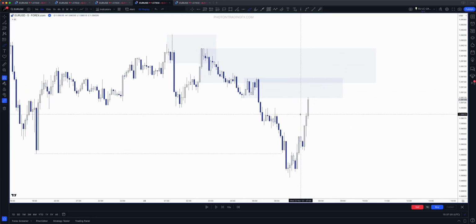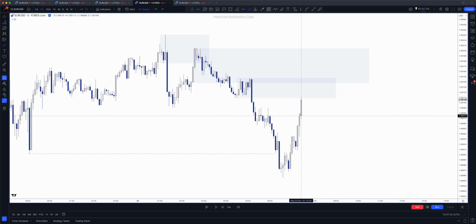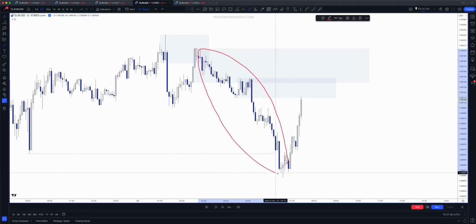Now, if you want to introduce this additional entry model, you do not have to, but if you do want to, whilst you're waiting for a fake break to form in the pullback, right? When you're waiting for LC2A to form, we can also now use liquidity in the leg to the left, which is what we call LID. Leg inducement is what that acronym stands for, okay? If you want to use this, we can look for strong liquidity in the leg to the left.